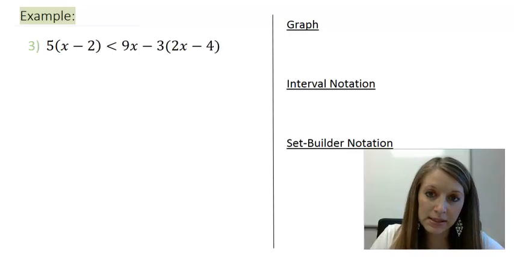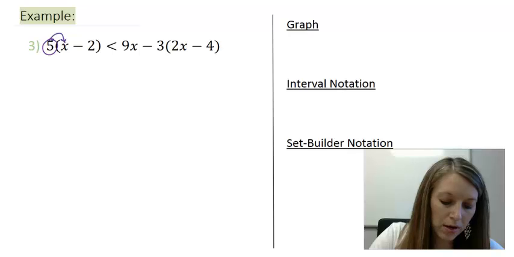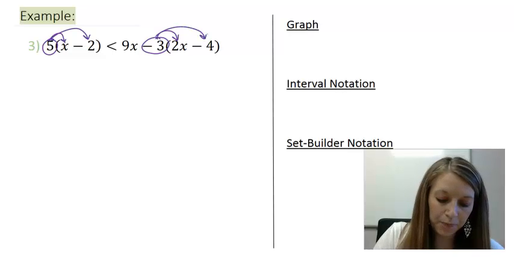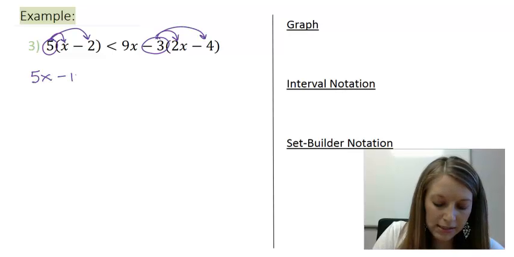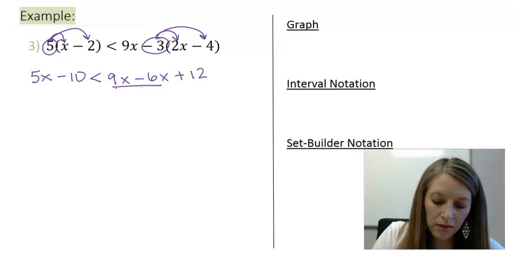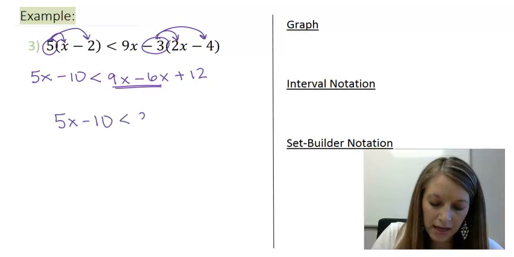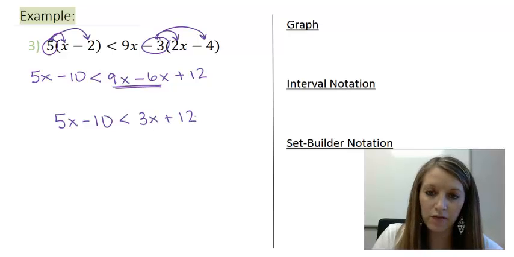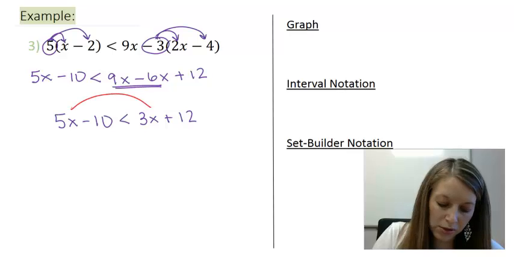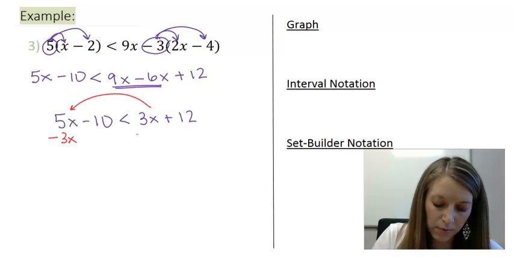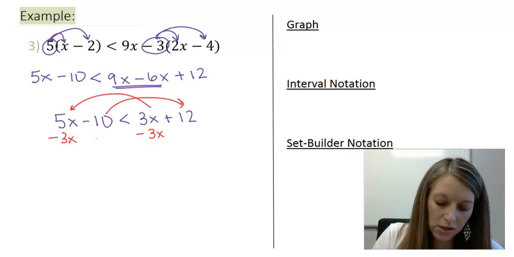So my first step is to simplify both sides. I do that by distributing my 5 here, and I will do that by distributing my negative and my 3 there. That gives me 5x minus 10 is less than 9x minus 6x plus 12. Combining like terms on my right and copying everything else down, 5x minus 10 is less than 3x plus 12. I'm going to move my variables to the left by subtracting 3x from both sides, and move my constants to the right by adding 10 on both sides.